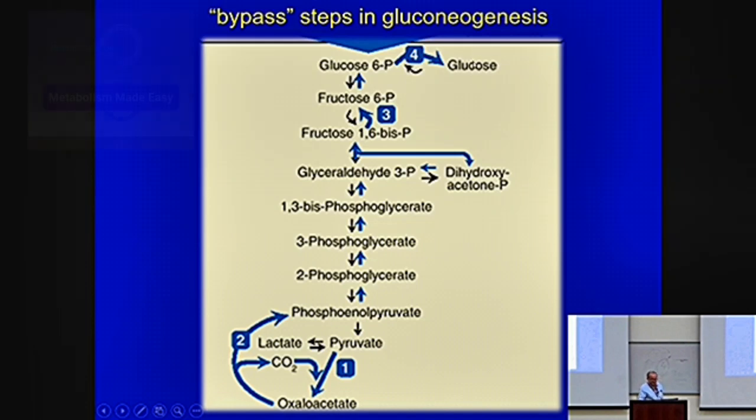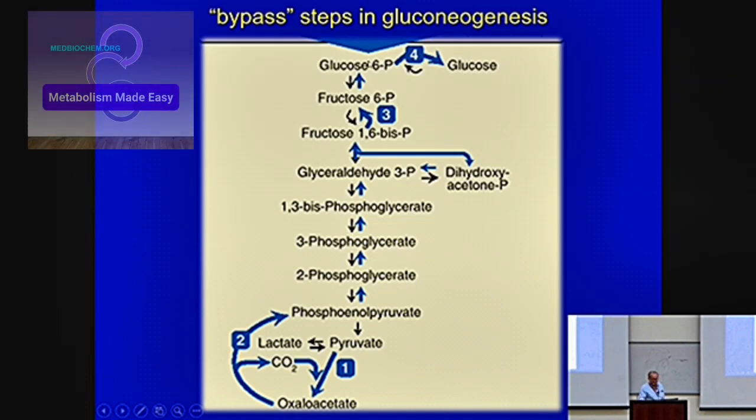Okay, so this one, glucose to glucose 6-phosphate, that's glucokinase, hexokinase, that's irreversible.